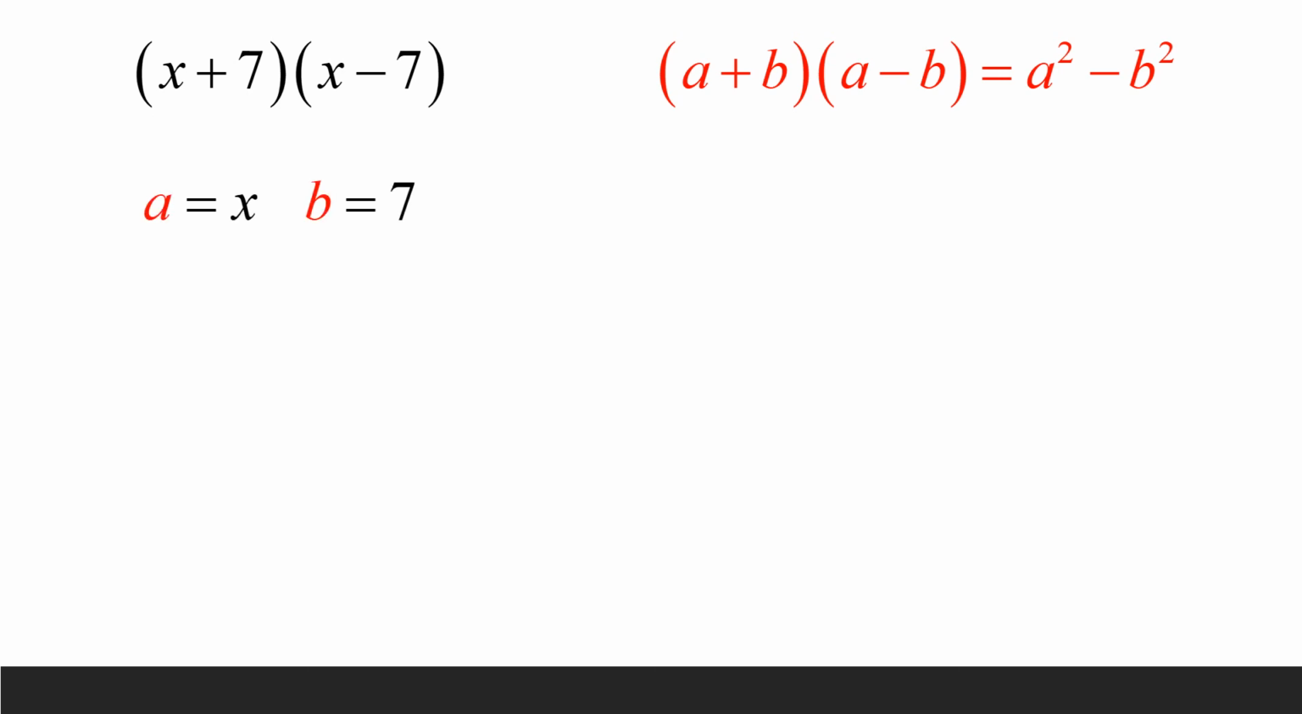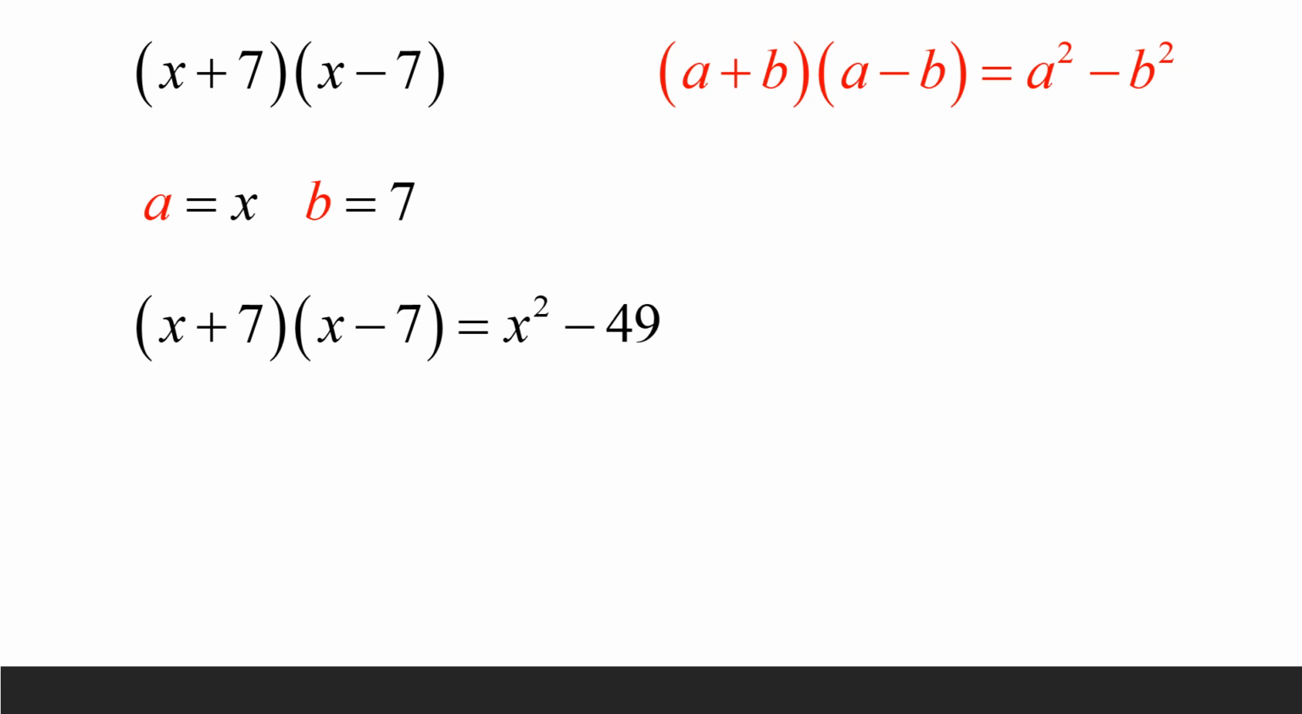So we can use our pattern to multiply this out. So we know the pattern is if I have a plus b times a minus b, I'm going to get a squared minus b squared. In this case, my a is x and my b would be 7. If I plug that into my pattern, I know that it's going to be x squared minus 49.